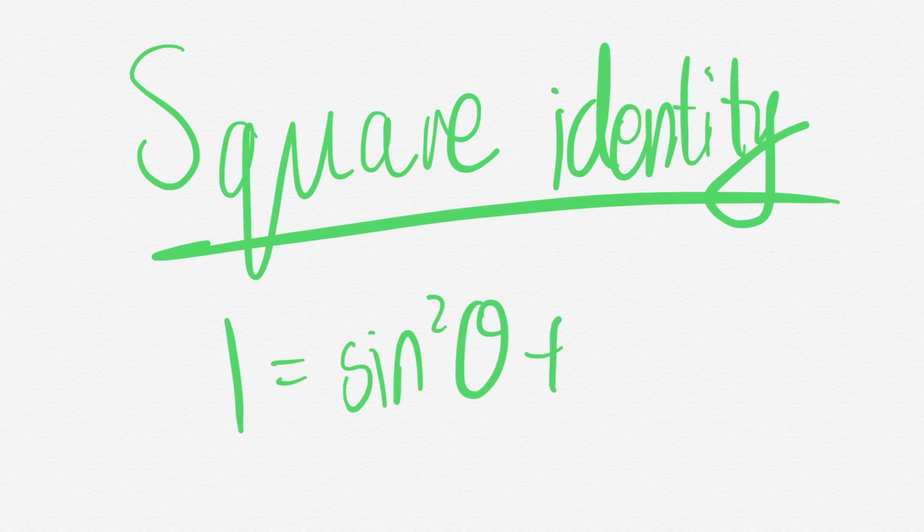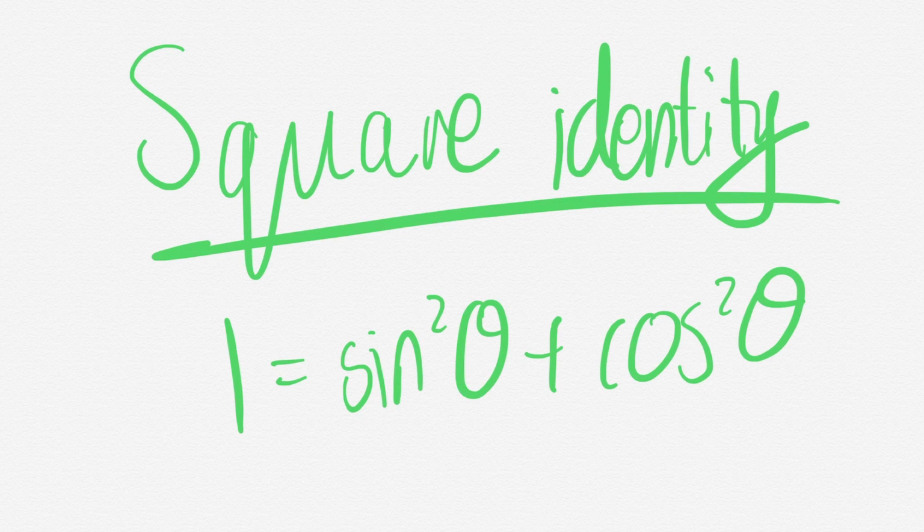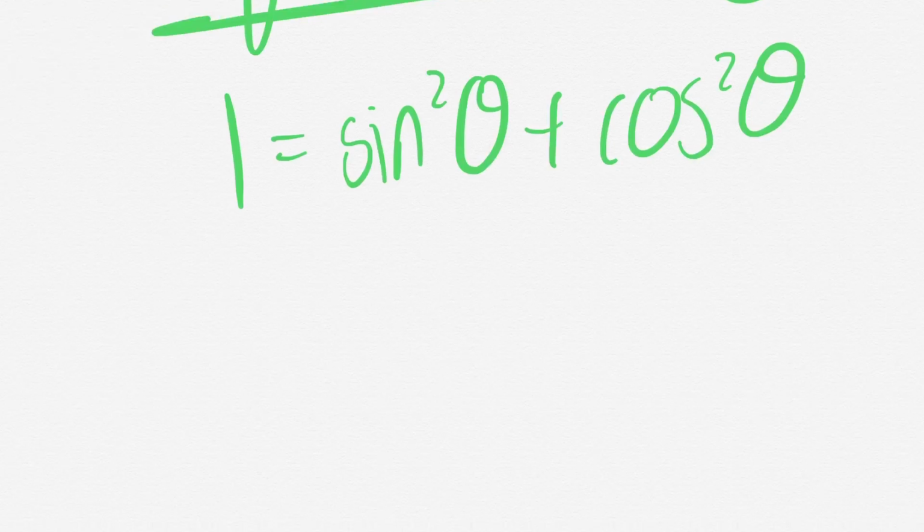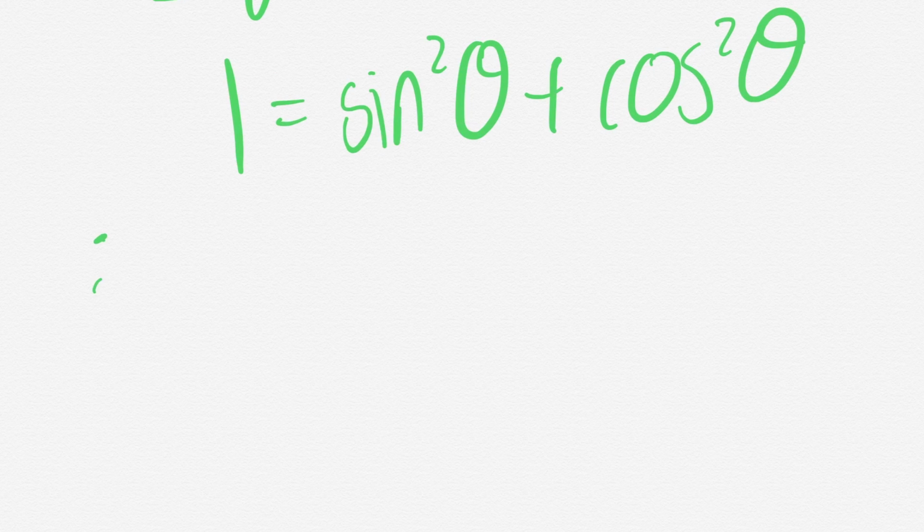So let's do the square identity. These are all just different methods to give you an understanding of different ways to get your special angles. So we now know that 1 is equal to sine squared theta plus cos squared theta. It's very important that you remember this because you're going to use this a lot when you manipulate your equations in trig.